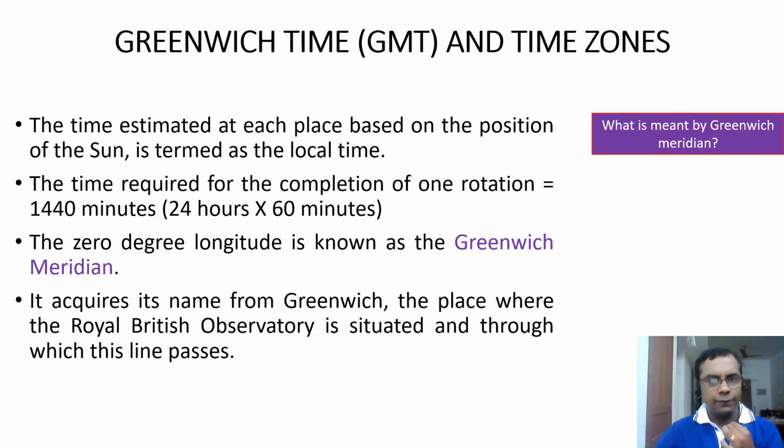The time required for the completion of one rotation of Earth can be calculated as follows. That is, 24 hours into 60 minutes equals 1440 minutes. The 0-degree longitude is known as the Greenwich Meridian. It acquires its name from Greenwich, a place where the Royal Observatory in England is situated, and it is through this place that this imaginary line passes.